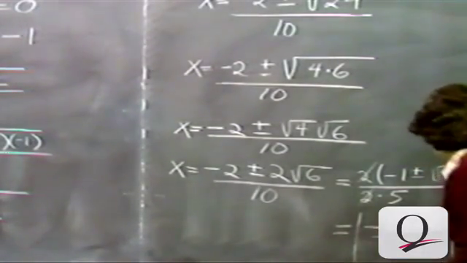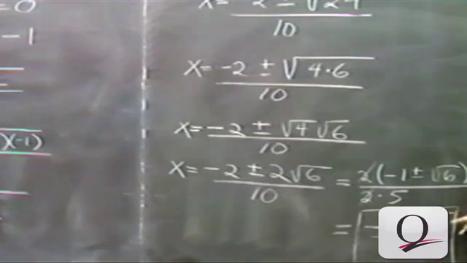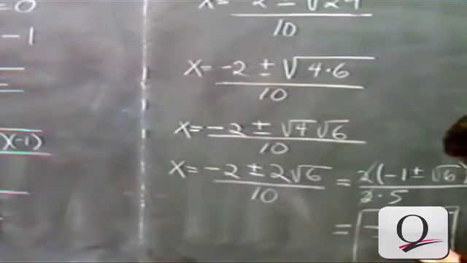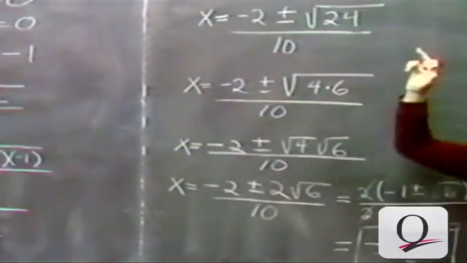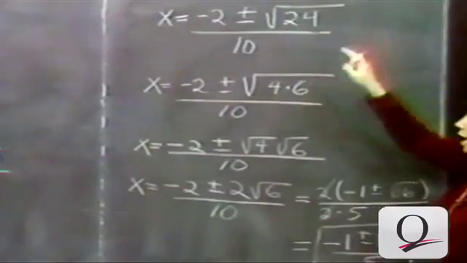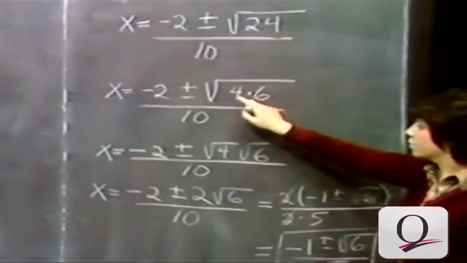Remember, these are two roots. We have minus 1 plus the square root of 6 over 5 and minus 1 minus the square root of 6 over 5. Just going over what we did over here, we noticed that the square root of 24 was not in simplest form. It had a perfect square factor. 24 is 4 times 6.